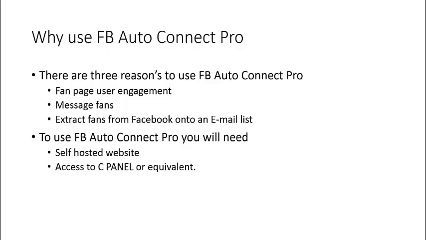Okay, because one of the features of the Facebook Auto Connect Pro is that you can engage your fans directly through their notifications or on their timeline, and also via email. Okay, so you can message your fans as well. You can do that through an autoresponder, or you can do that directly through, like I said before, notifications or posts on their timeline if they allow it.